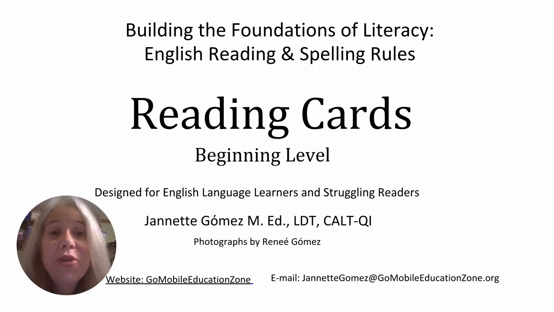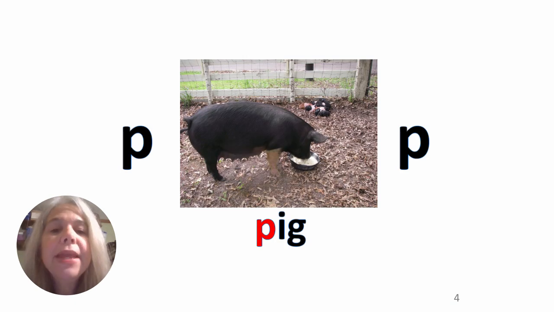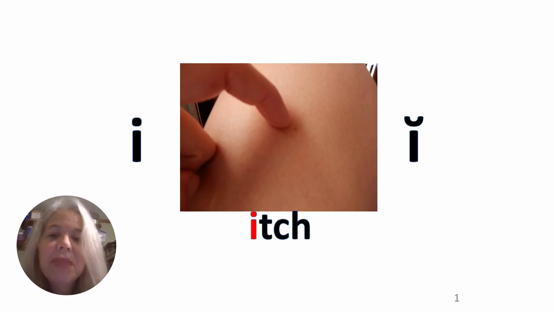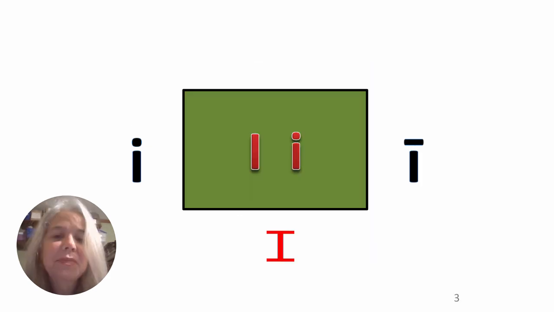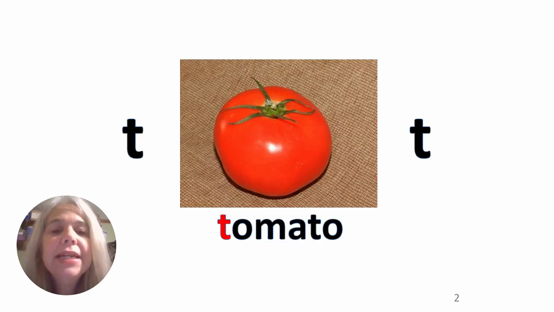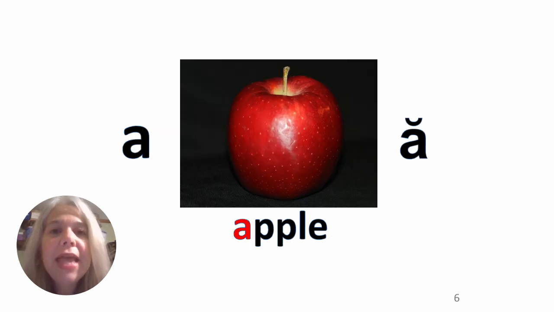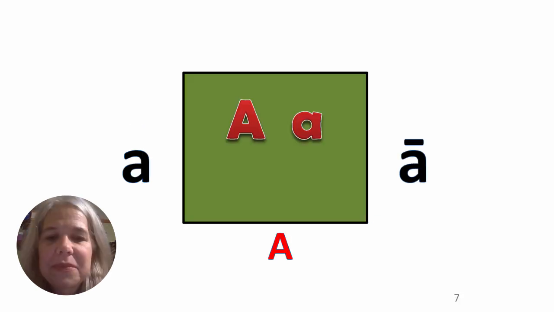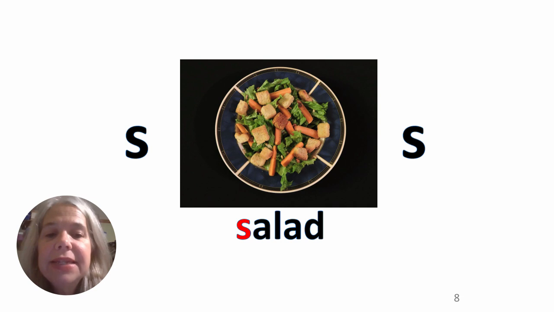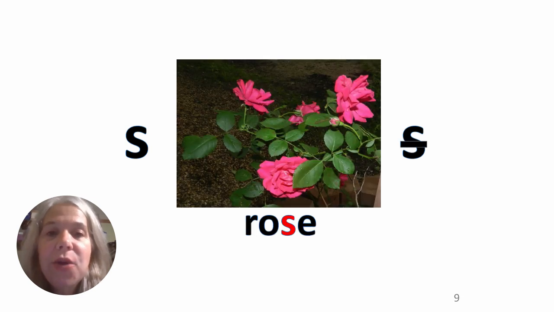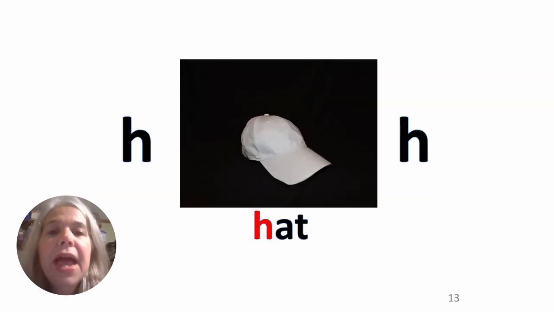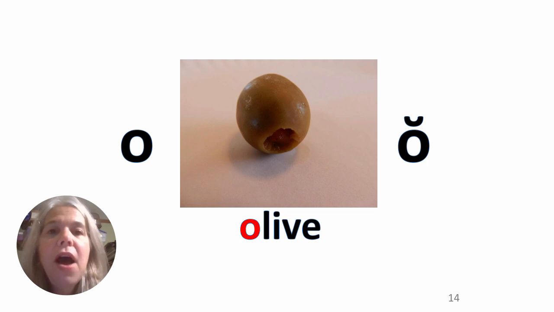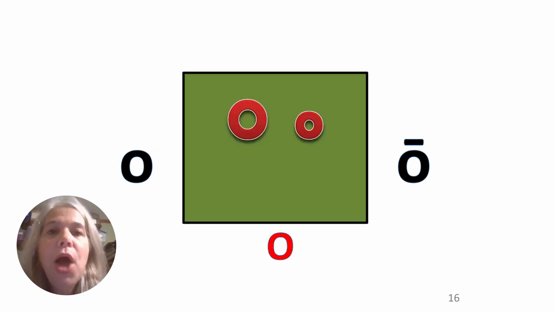Say the letter name, the keyword, and the sound with me. P, pig, p. I, itch, i. I, i. T, tomato, t. A, apple, a. A, a, a. S, salad, s. S, rose, z. H, hat, h. O, olive, ah. O, o, o.